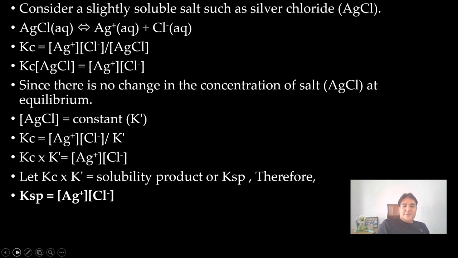Now my dear fellows, if you have a salt which is readily soluble, you will see it has a very high Ksp value. If it is less soluble, it will have a lower value of Ksp. These Ksp values can be determined and put into a chart.